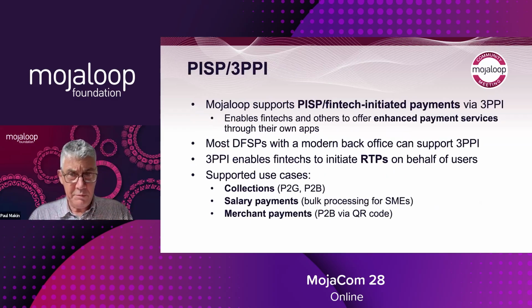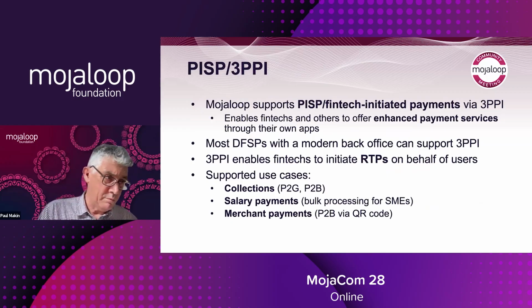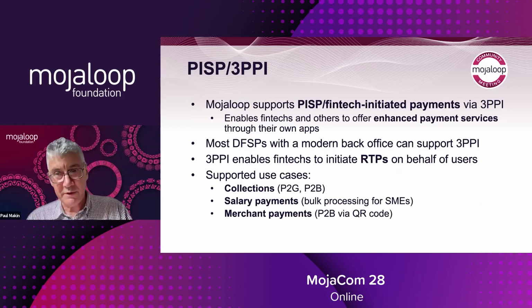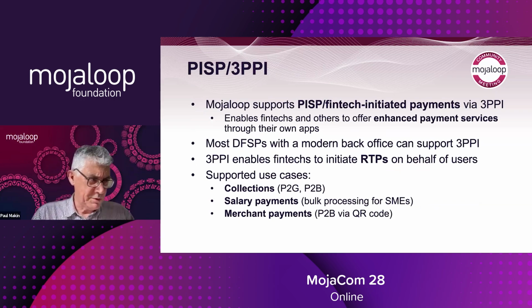PISP, 3PPI, just to clarify the terminology. 3PPI is the protocol, so third-party payment initiation, and PISP is the organization that uses 3PPI. So it's the payment initiation service provider, also known as fintechs. And Mojaloop supports the creation by fintechs and others to offer enhanced payment services through their own apps.